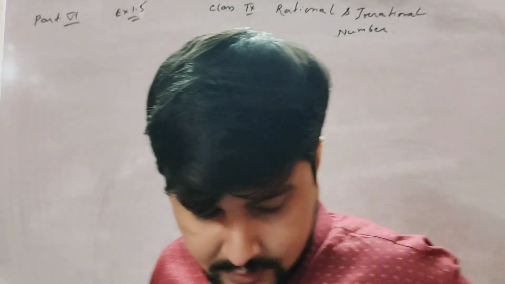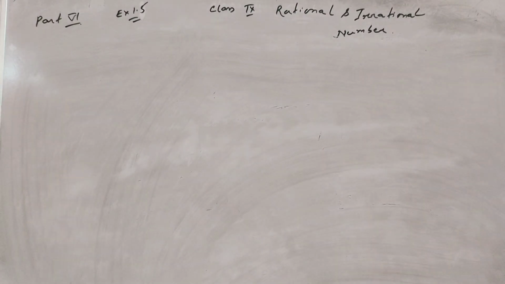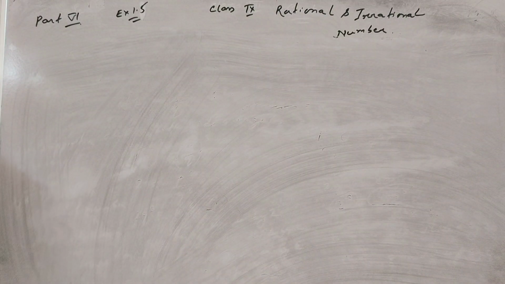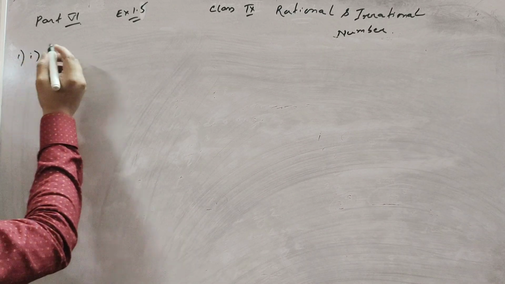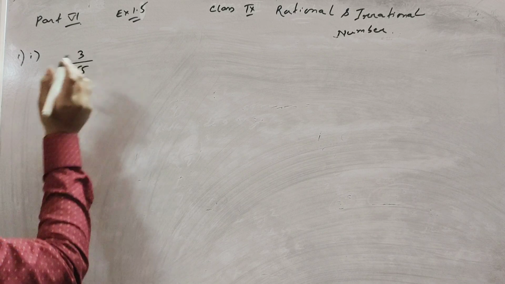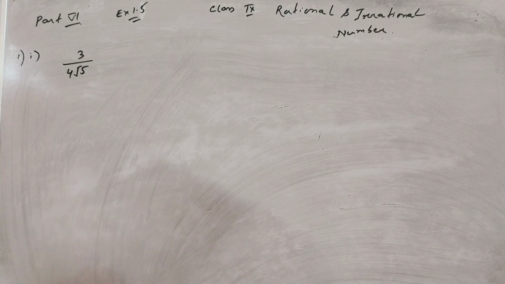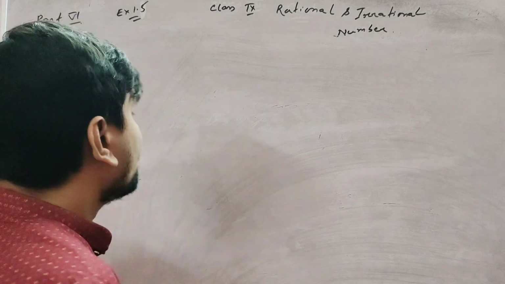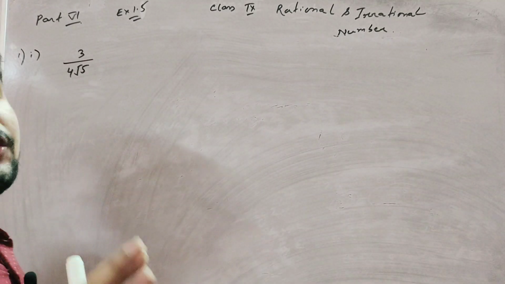Okay, class 9, this is your part 6 video from exercise 1.5, and today we start question number 1 subpart 1. Okay, 3 by 4 root 5, and the first question is rationalize the denominator. What do you mean by rationalize the denominator? Whatever is written in the denominator, you rationalize it.